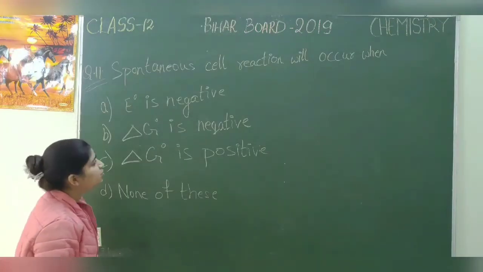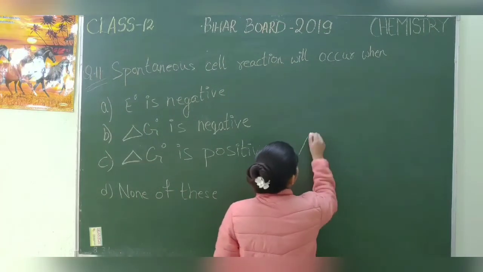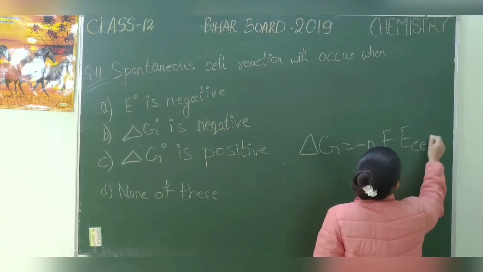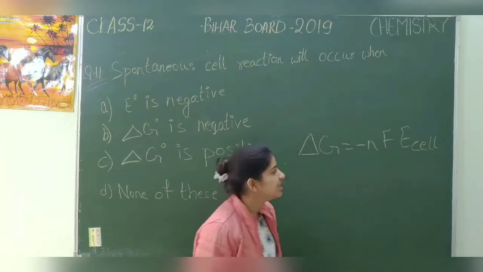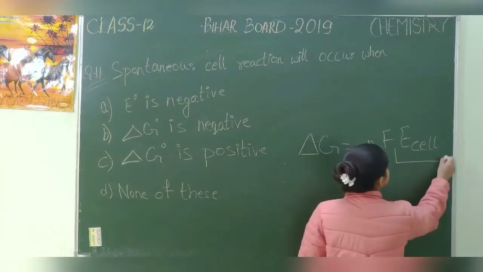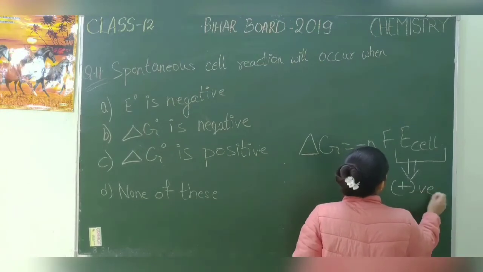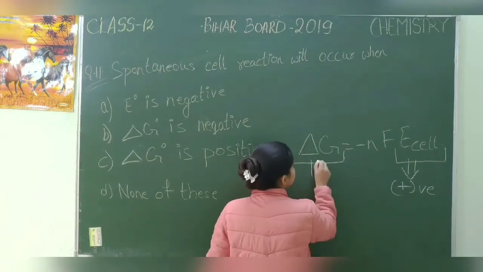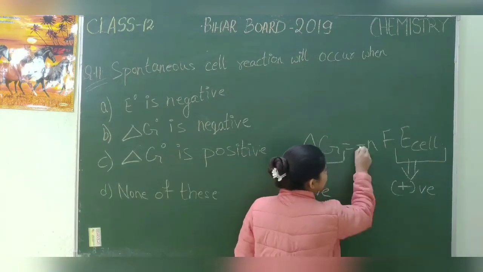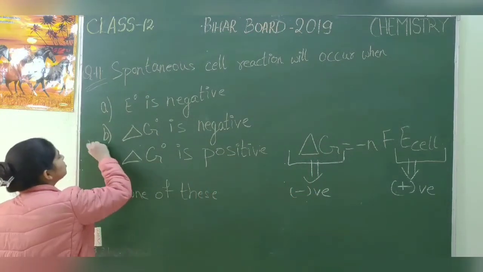That is, spontaneous cell reaction will occur when? As we know that delta G equals to minus nFE cell. Delta G is the Gibbs free energy and E cell is the cell potential. So for spontaneous cell reaction, E cell must be positive, and delta G will be negative because minus times positive becomes negative. Okay, so we can say that option B is our answer.